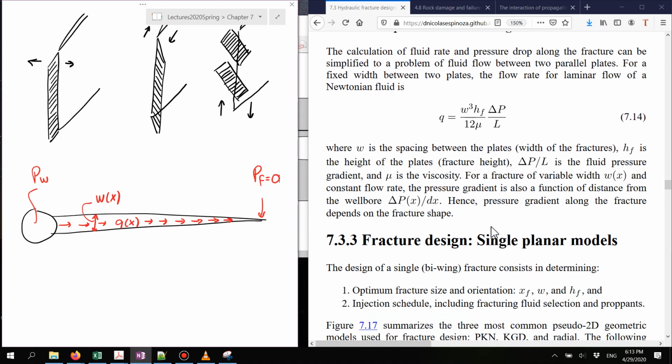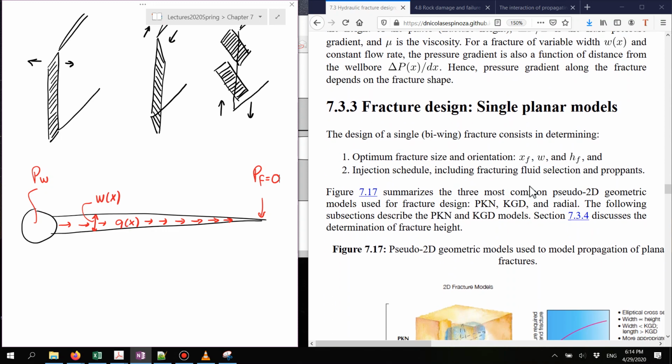So if we put all of these equations together, we're going to be able to solve this coupled problem of fracture propagation. And actually this is everything that goes into most hydraulic fracture simulators. Let's see some solutions, which are analytical solutions for single planar models with constant fracture height.